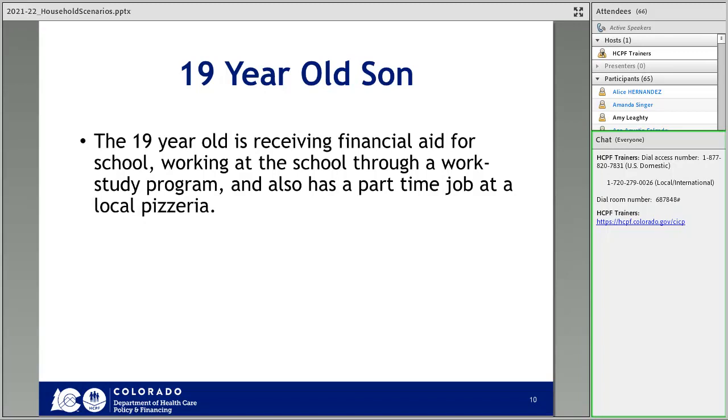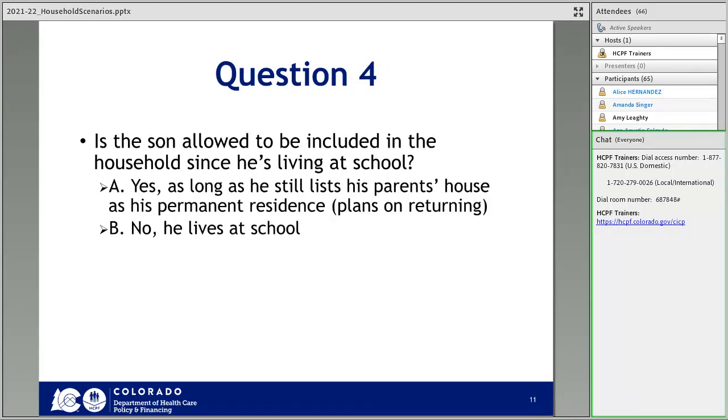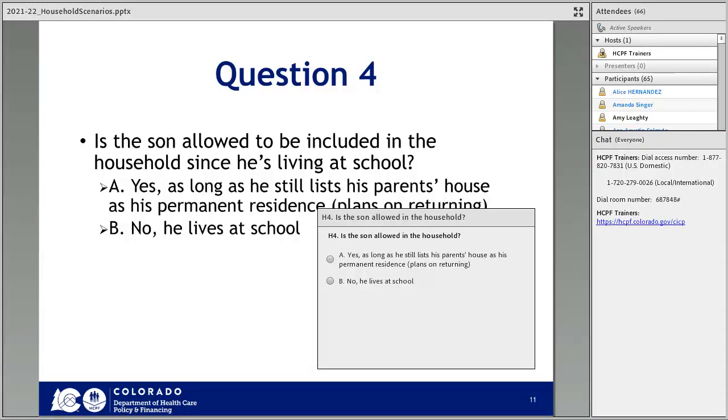All right, so the 19-year-old, he is receiving financial aid for school. He's working at the school through a work-study program. He also has a part-time job at a local pizzeria. So first question, is he allowed to be included in the household since he's living at school? So yes, as long as he still lists his parents' house as his permanent residence, or in other words, he plans on returning, or no, because he lives at school.